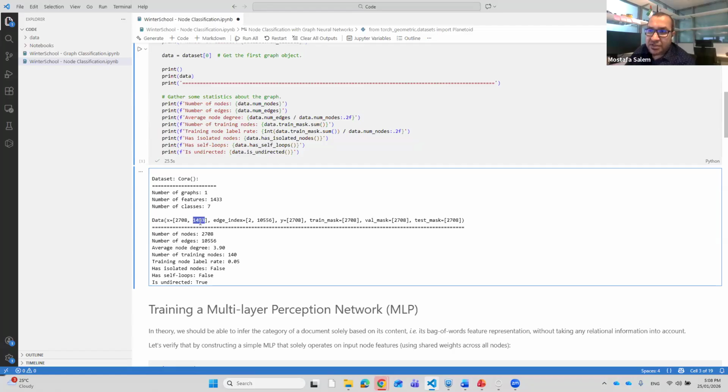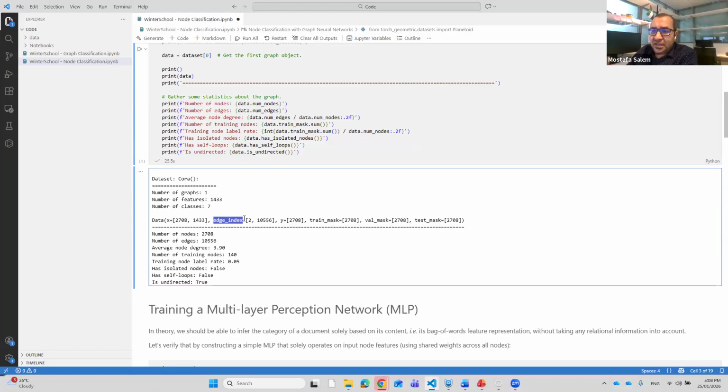Okay, so imagine this X as a matrix. Each row will have 1,433 features. This row will represent the features of a node. I have 2,708 rows of these values. So I have only one graph, and the graph has this number of nodes, and each one of them will have this number of features.